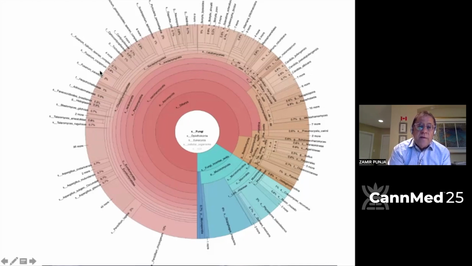So we can gather data on all of these various fungi, all of the various yeasts, as well as different bacteria that may be present in these samples. But today I'm just going to focus on the fungi and the yeasts.